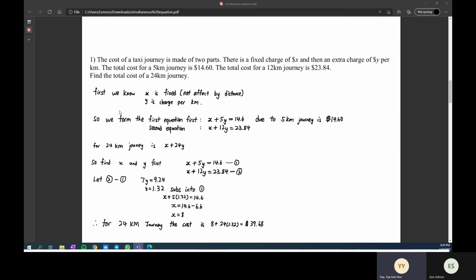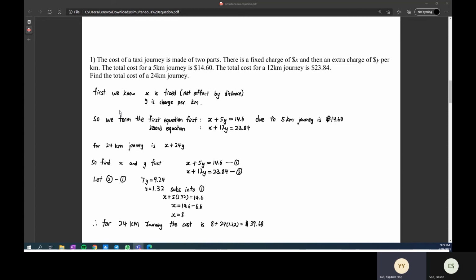Okay, firstly, we know X is a fixed charge, which is not affected by the distance, and Y is charged per kilometer. So we form the first equation first. Firstly, x plus 5y equals 14.6 is the first equation, due to the 5-kilometer journey costing $14.60. And the second equation is x plus 12y equals 23.84. For the 24-kilometer journey, the cost is x plus 24y.